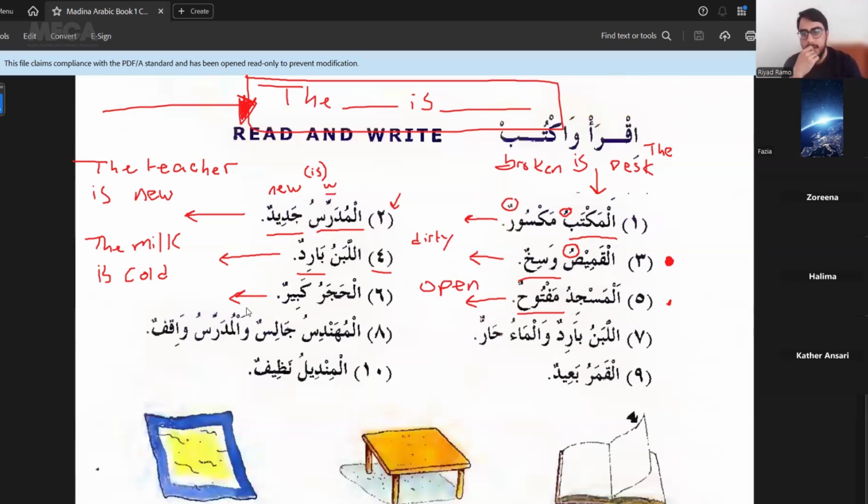Okay, number 6. Al-hajaru. Hajarun. I went over it, but you forgot. Hajarun. Al-hajaru. Everyone go slowly. Look, you see here, it's only one u sound. Al-hajaru. Okay. Keep going.